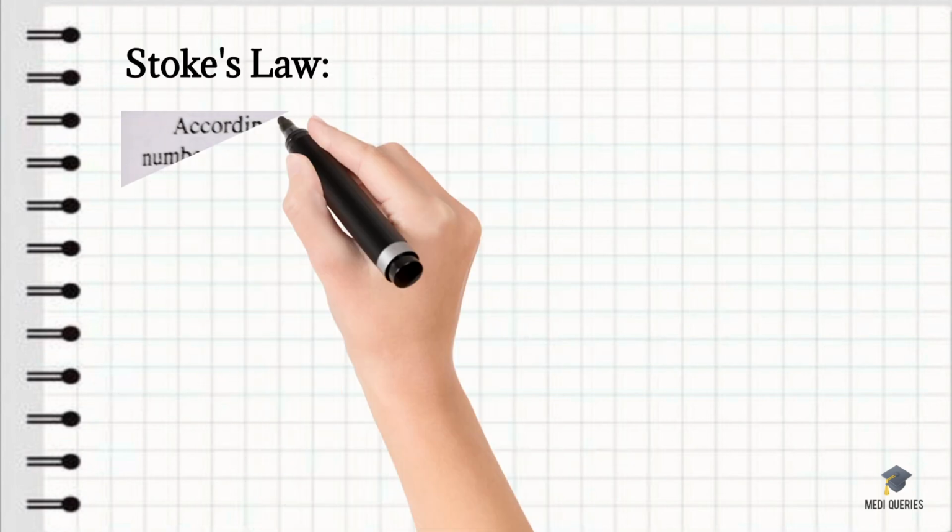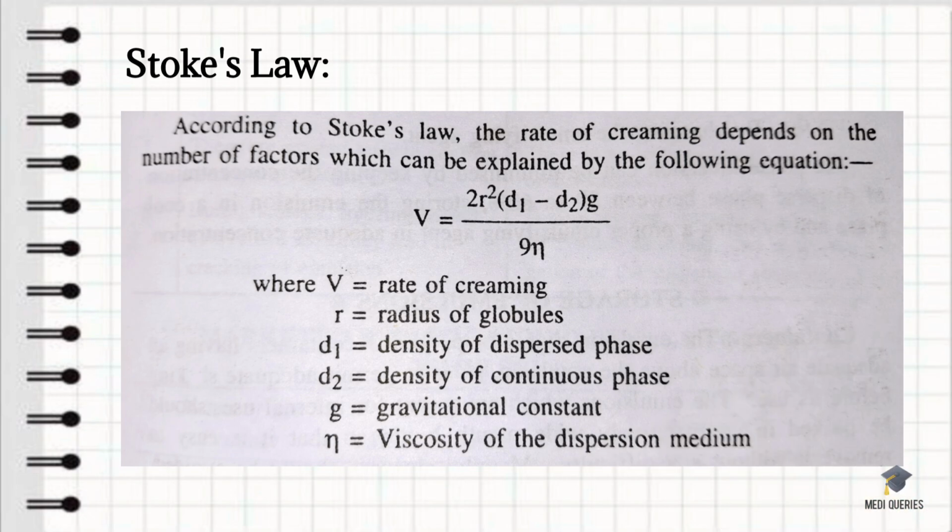According to Stokes' law, the rate of creaming depends on a number of factors which can be explained in this equation, that is V = 2r² (d1 - d2) g / 9η. In this equation, V is equal to the rate of creaming, r is the radius of the globules, d1 is the density of the dispersed phase and d2 is the density of the continuous phase, g is the gravitational constant and η is the viscosity of the dispersion media.